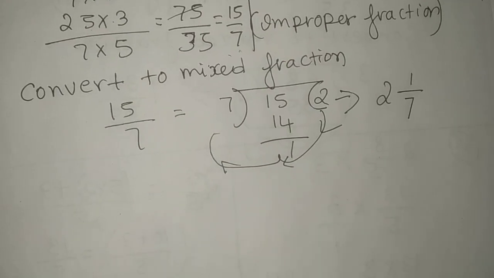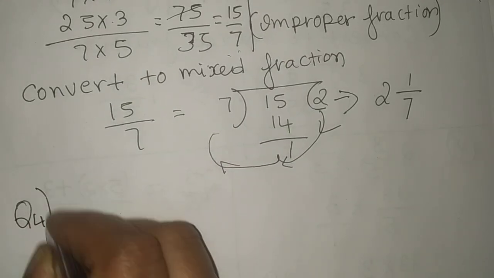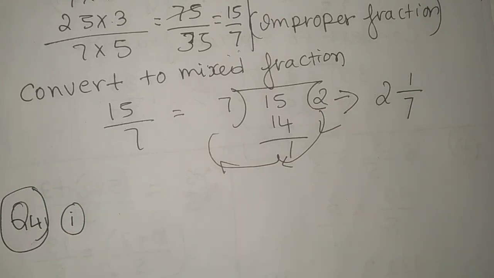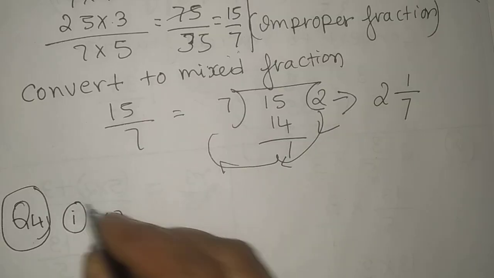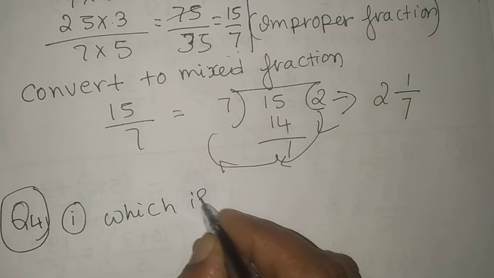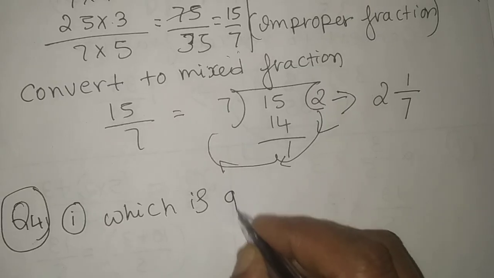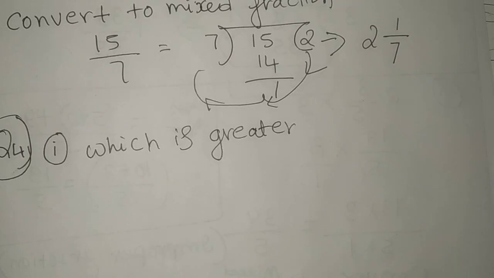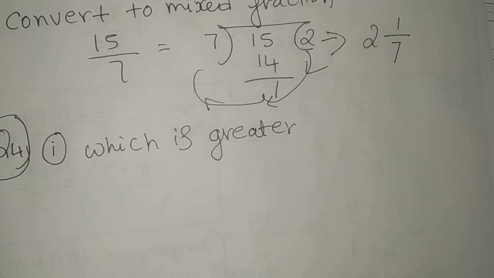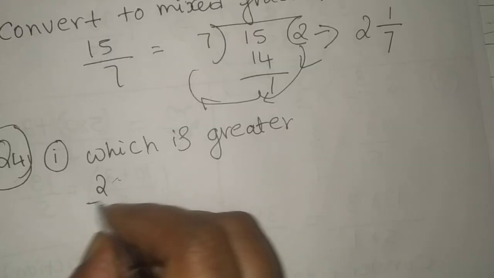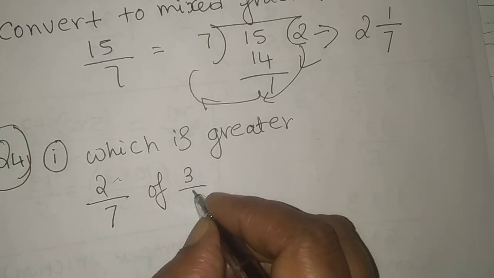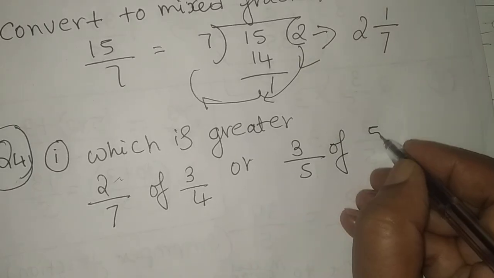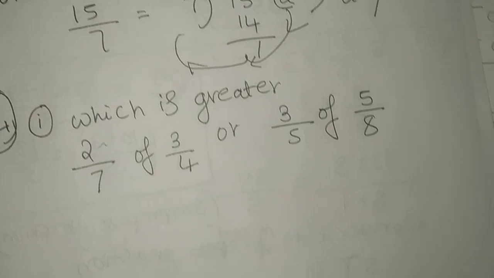Now we move on. This ends question 3. We move on to question 4. Question 4, the first one is: which is greater? 2 by 7 of 3 by 4, or 3 by 5 of 5 by 8, which is greater?